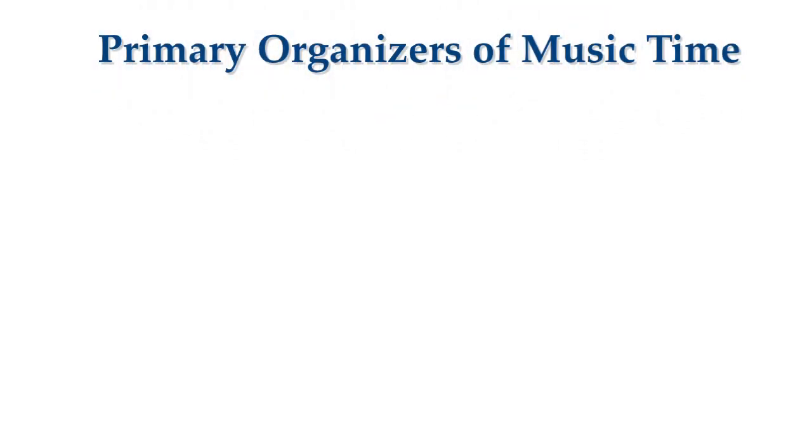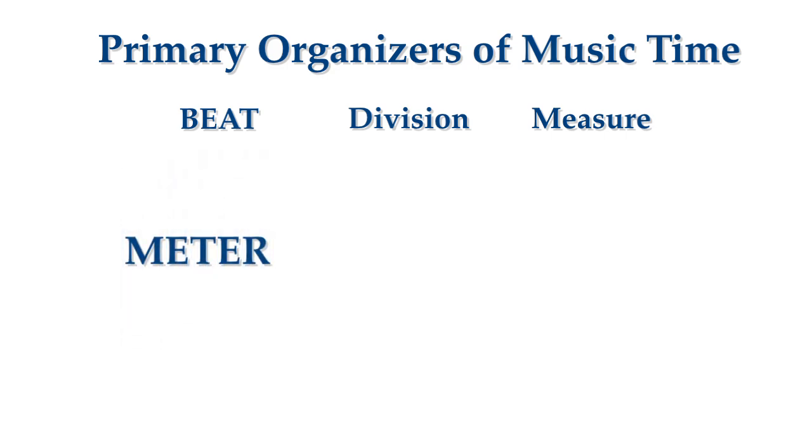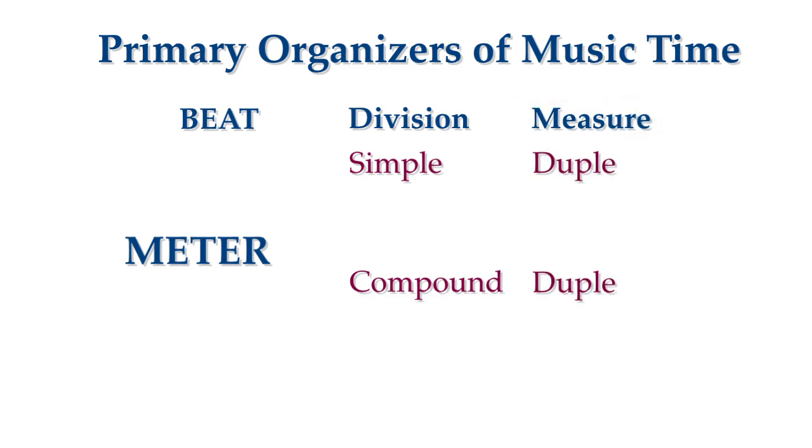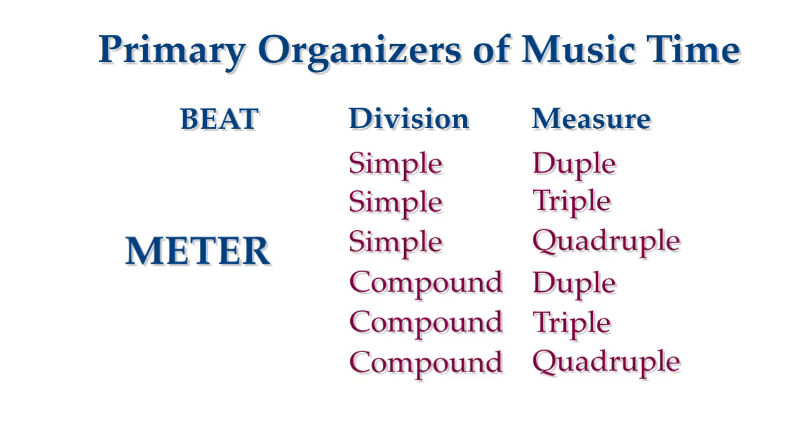The primary organizers of musical time are the beat, the division of the beat, and the grouping of beats. These levels of musical time create meter. When we label a meter, we label its division, either simple or compound, and its measure grouping: duple for 2 beats, triple for 3 beats, and quadruple for 4 beats grouped in a measure.